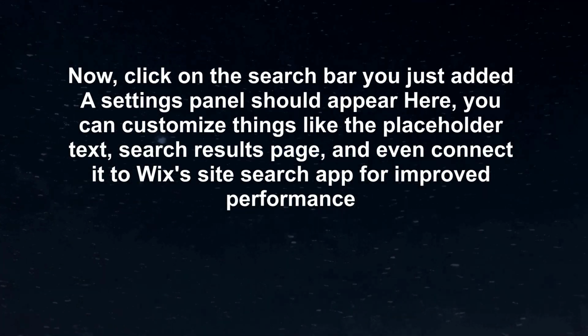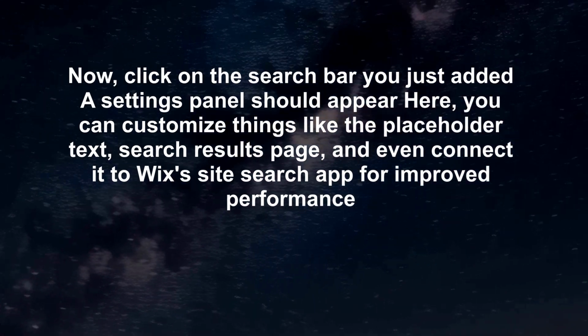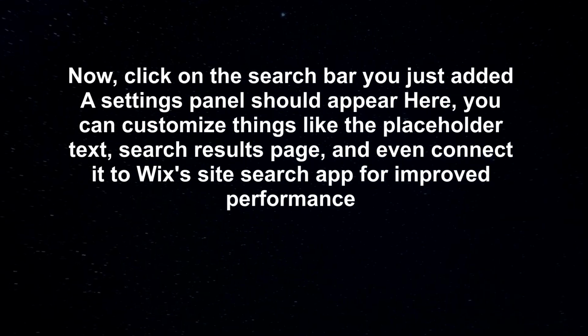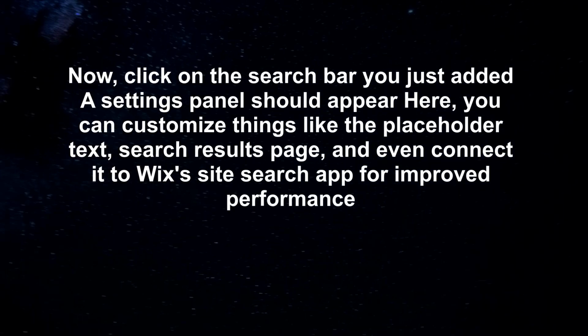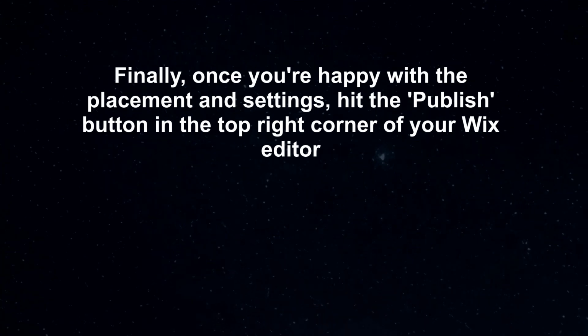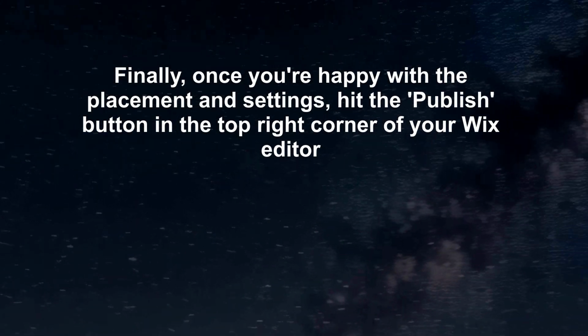Now click on the search bar you just added. A settings panel should appear here. You can customize things like the placeholder text, search results page, and even connect it to Wix's site search app for improved performance. Finally, once you're happy with the placement and settings, hit the Publish button in the top right corner of your Wix editor.